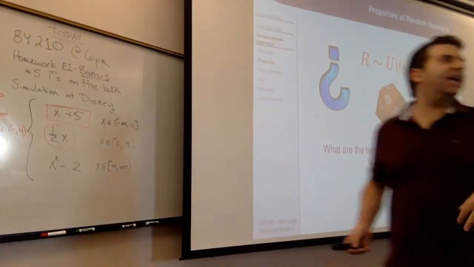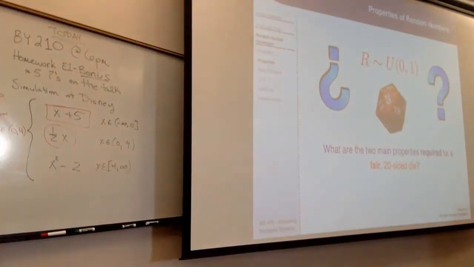All right, let's bring it back in. When an operations researcher looks at a die, what are they looking for? What is one good aspect? What is one thing that you want out of a 20-sided die?